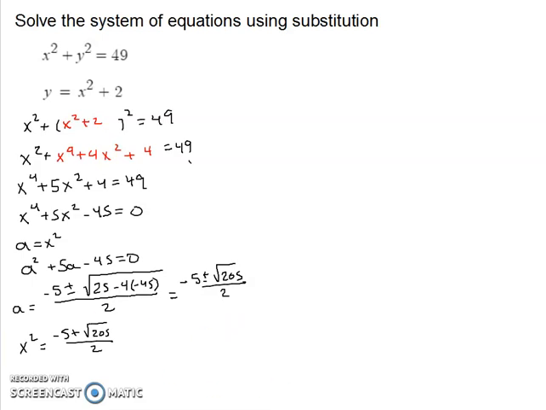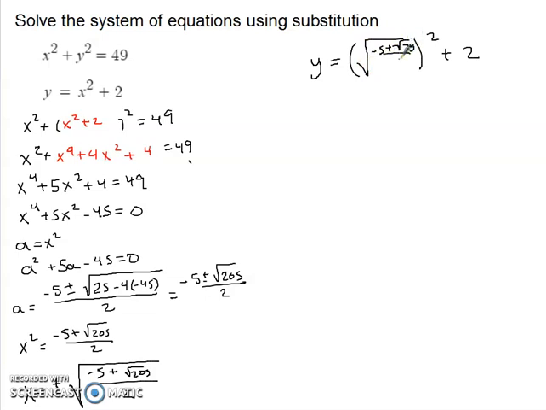So then I have x could either be the positive square root or the negative square root of negative 5 plus the square root of 205 all over 2. When we go back and plug that value in, we can find our values for y. So y equals x squared plus 2. So that's the square root of negative 5 plus square root of 205 all over 2, squared. Square rooting and squaring are inverses, so this just becomes negative 5 plus square root of 205 over 2.